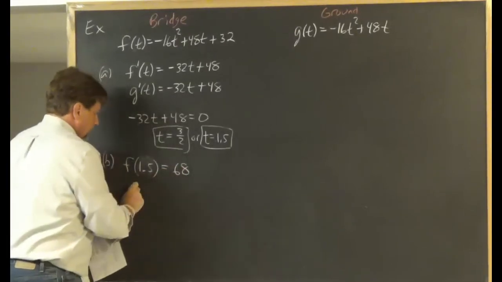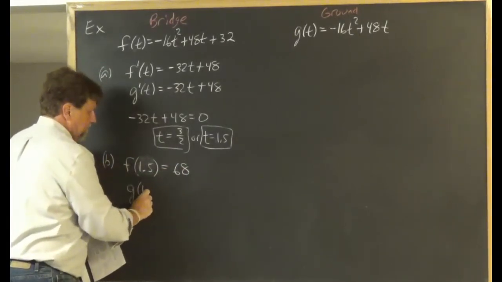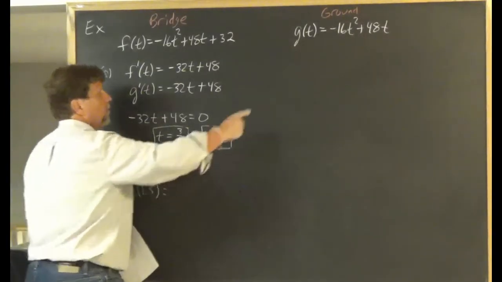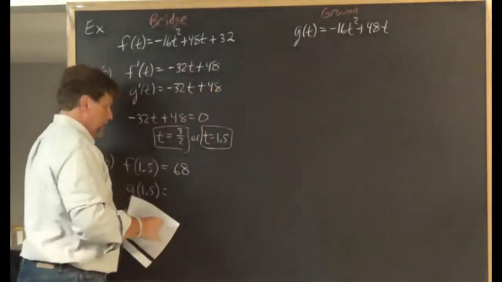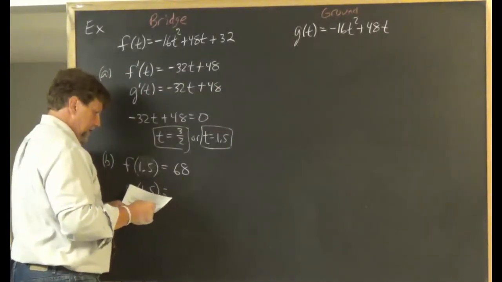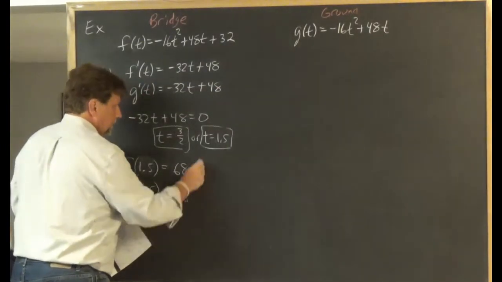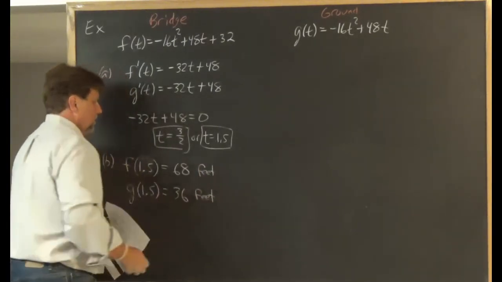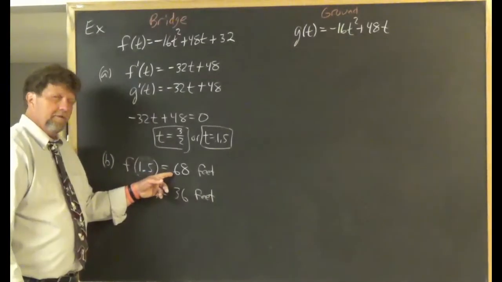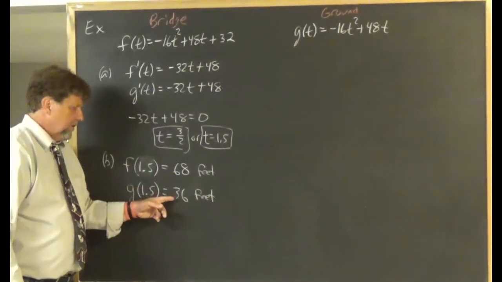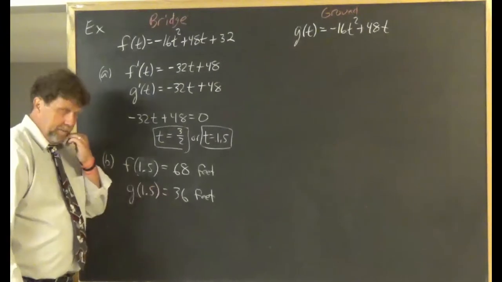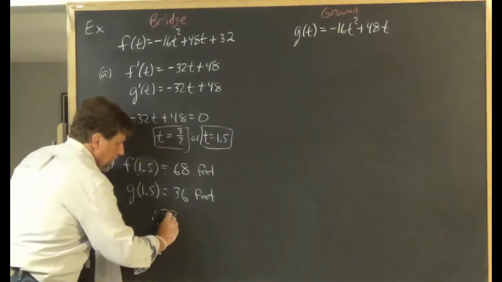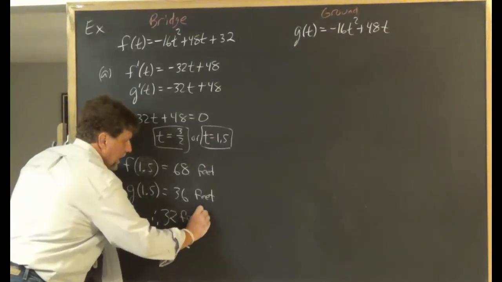Now the stone thrown from the ground, it reaches its high point after 1.5 seconds. To see how high it goes, we put 1.5 into the function for t, and I get 36. Both of these are in feet. I should write that down. So how much higher did the stone thrown from the bridge go than the stone thrown from the ground? Well, a simple subtraction tells us that it went 32 feet higher.